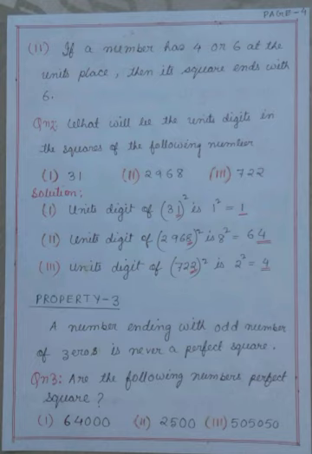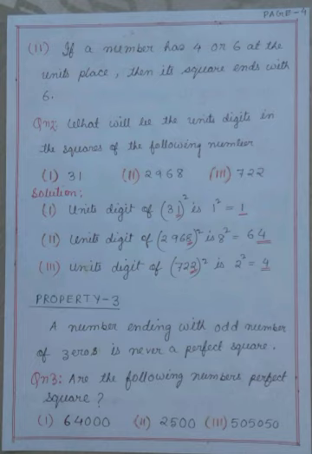Solution. For number 1, the units digit of 31 is 1, so its square will be 1 square, which gives 1 into 1 equal to 1. For number 2, the units digit of 2968 is 8. Therefore, the square of 8 is 64. The units place digit is 4. For number 3, the units digit of 722 is 2. That is, 2 square is equal to 4.